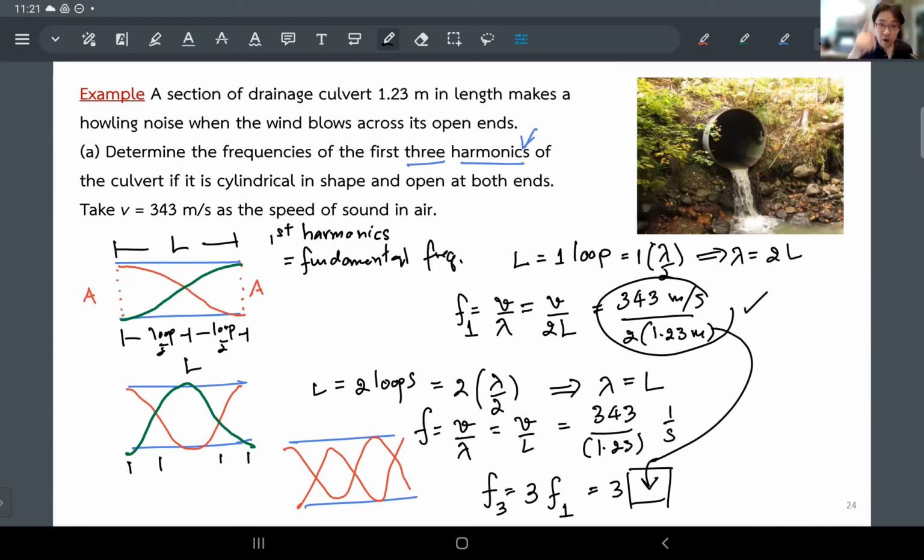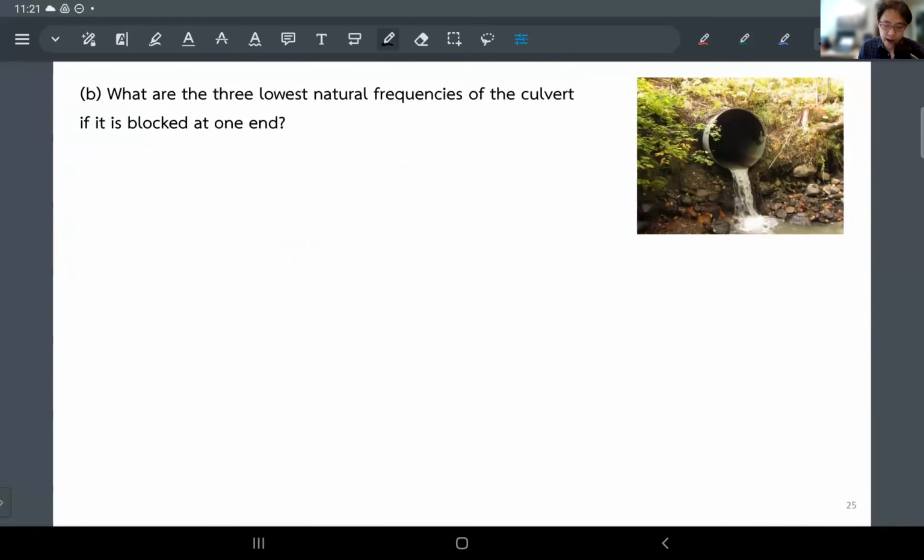Okay. Let's do one more, just to double check that you guys are okay with this whole thing. Okay. Last one, guys. It's the same problem though. What are the three lowest natural frequencies of the culvert if it is blocked? Oh, okay. So if it's blocked at one end, now you want to turn your attention to one end open, one end closed.